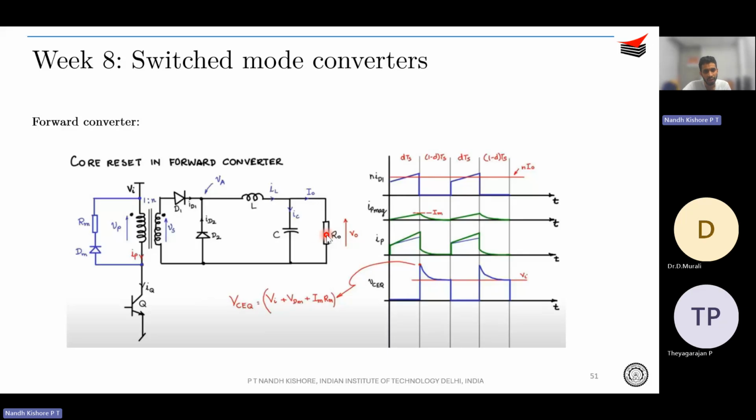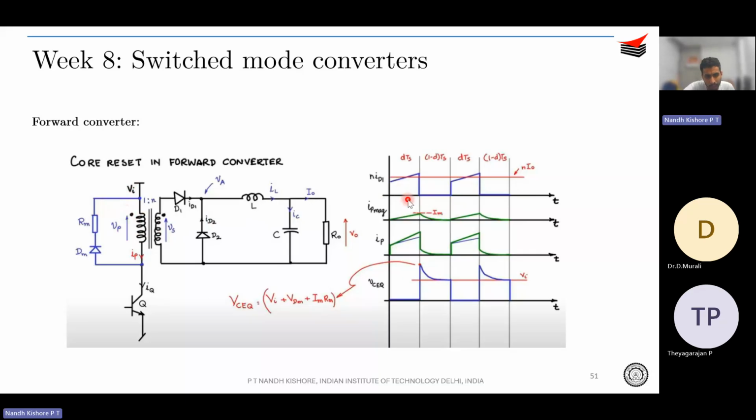Okay. So yeah, as I was talking about it, you have the core resetting point over here. That is, you want to make the Im back to zero, right? Obviously the magnetizing current would increase during the DTs period when the device is turned on. And what you do is you will have an LR circuit over here, and you will bring it back to zero. Correct.